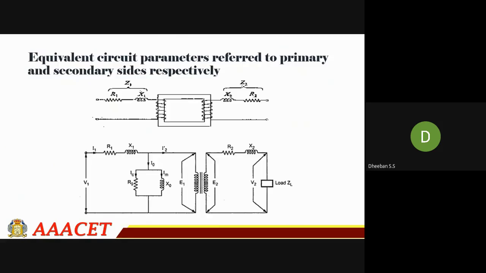Next is the equivalent circuit parameters referred to your primary and secondary sides. Okay, so we have to keep one point as a reference, one parameter or one side as a reference, and you have to compare with that. Why am I saying this?